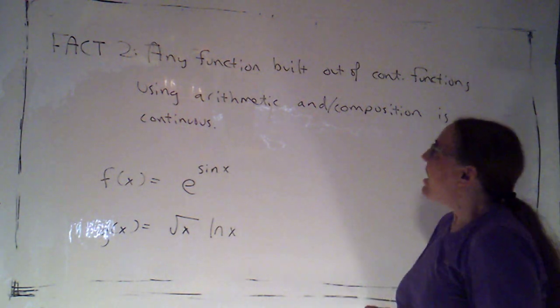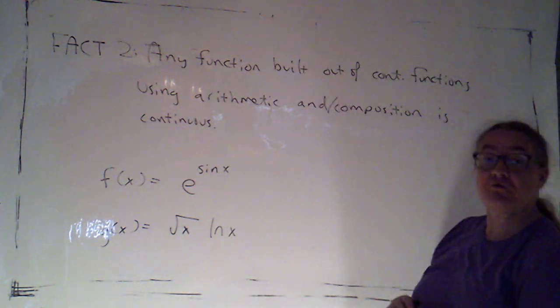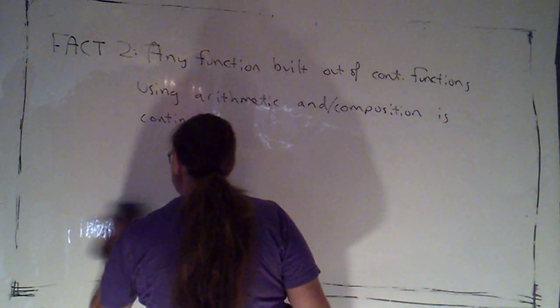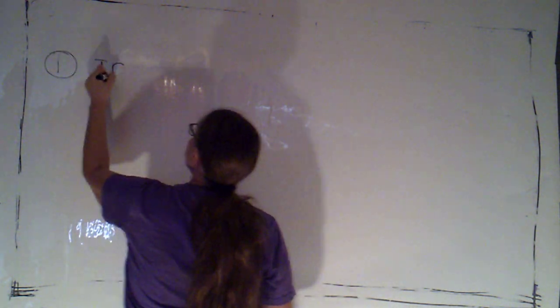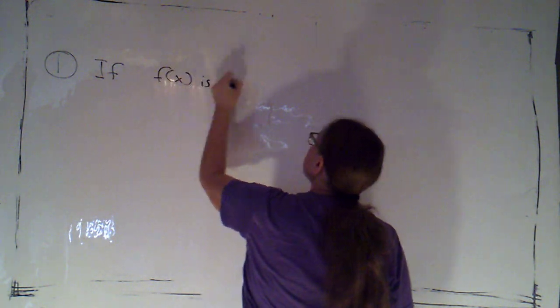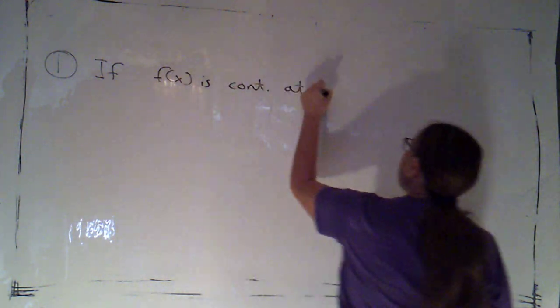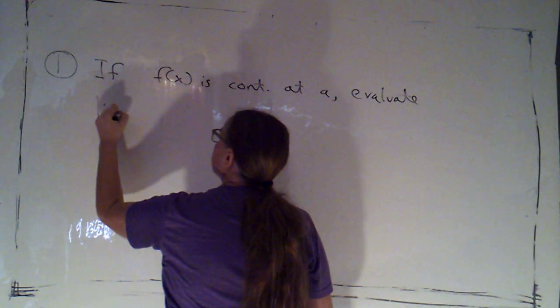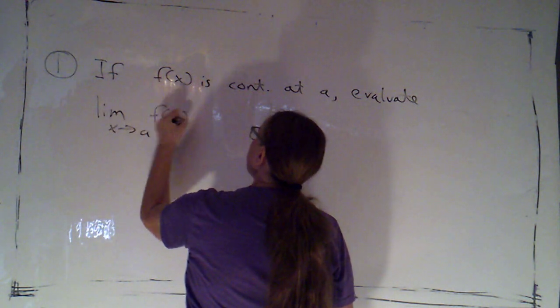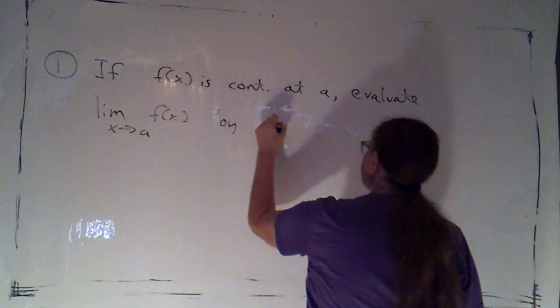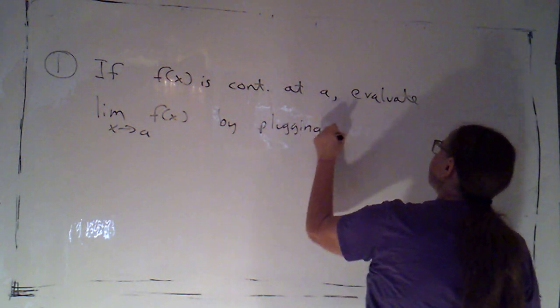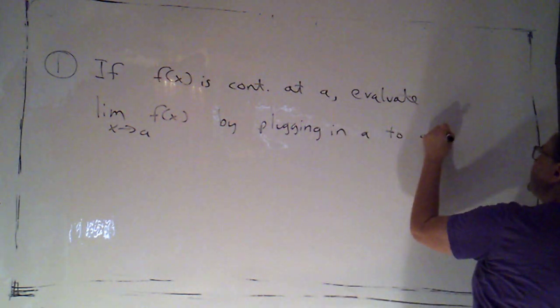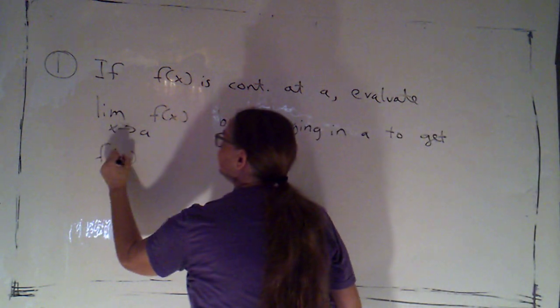Okay. All right. So with these two facts, that gives me my first method of evaluating limits algebraically. If f of x is continuous at a, evaluate the limit as x approaches a of f of x by plugging in a. And that would be, of course, to get f of a.